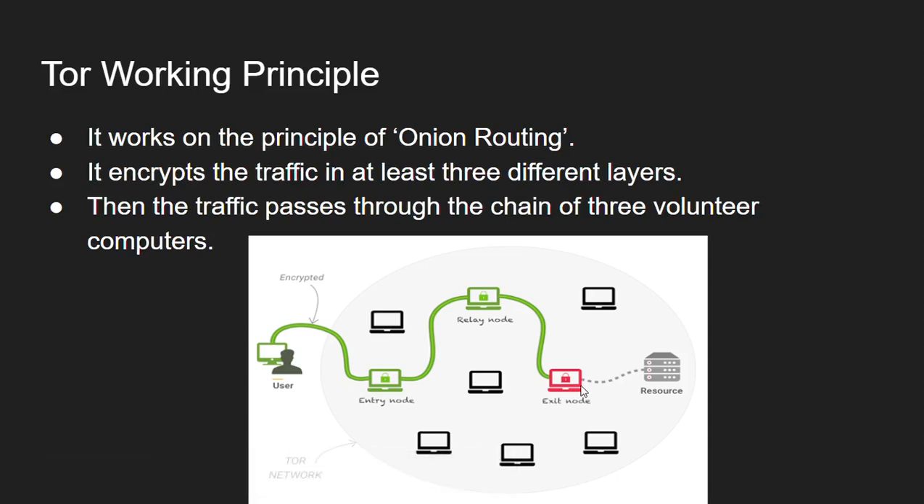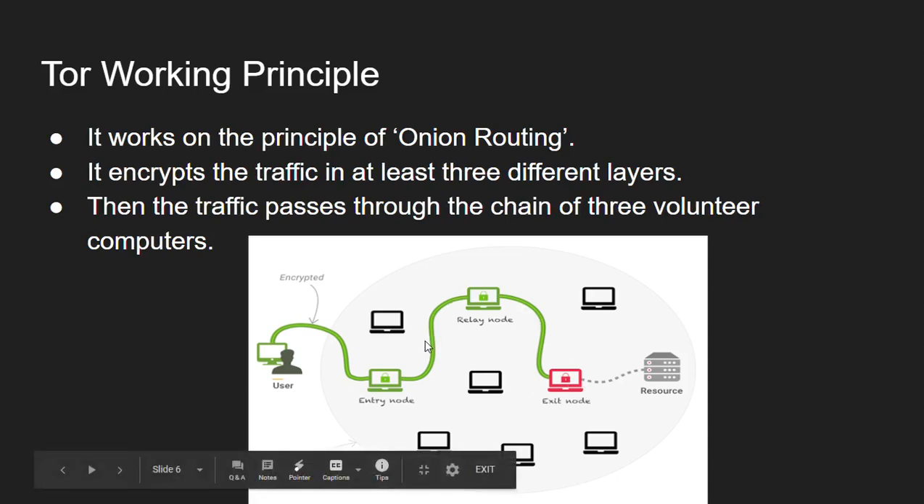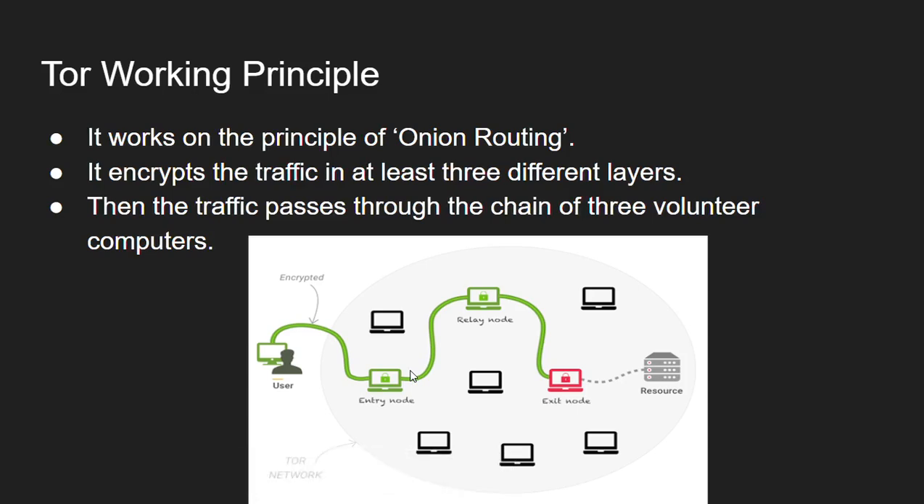Now, the volunteer nodes that are used in the TOR network can be individuals, companies or universities. They are just normal computers, and each TOR message is known as a cell, which is of 512 bytes, and it consists of a circuit ID.